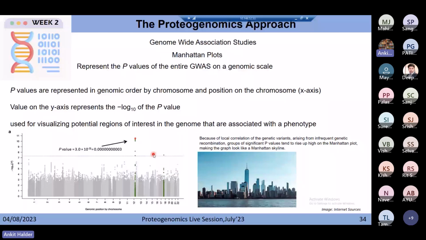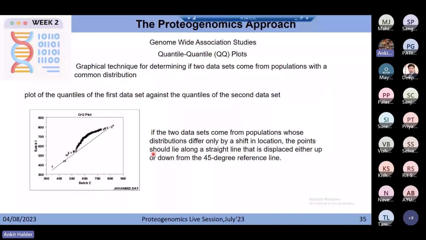Another plot that is used is the quantile plot, or QQ plot. It is a graphical technique for determining whether two data sets come from populations with a common distribution. If you have a population X and a population Y, say two different parts of the world, and you are trying to find out whether the distribution is common or not, you will use this kind of plot to say whether it is.